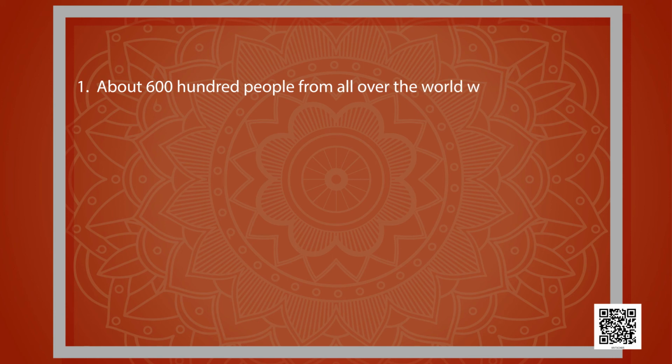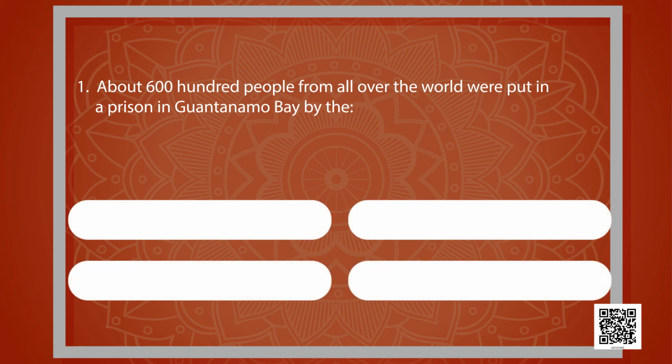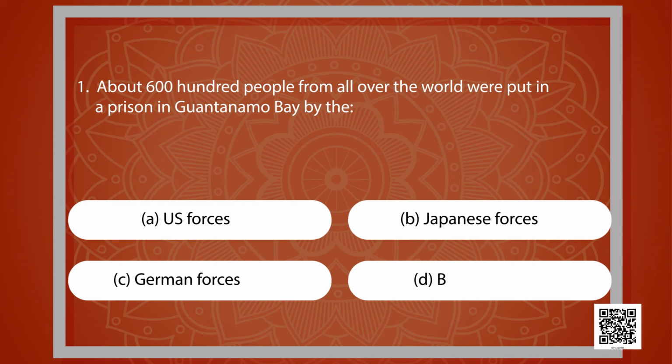Let's get going. About 600 people from all over the world were put in a prison in Guantanamo Bay by the US forces, Japanese forces, German forces or British forces. Very good. These are US forces, and not to forget that it was all done because they had doubt that these people had their connection regarding 9/11.